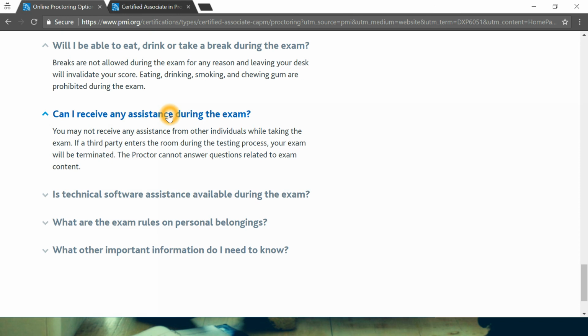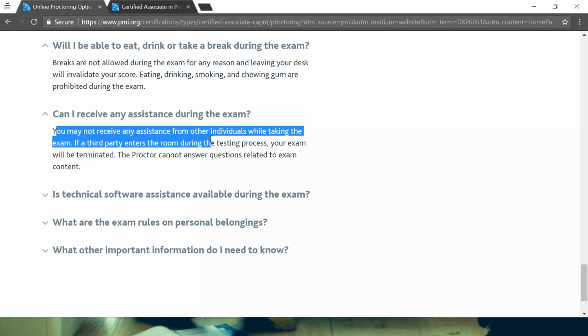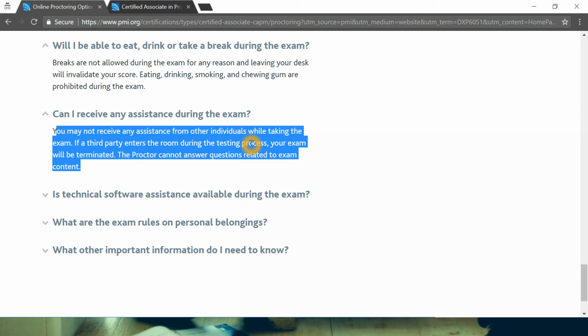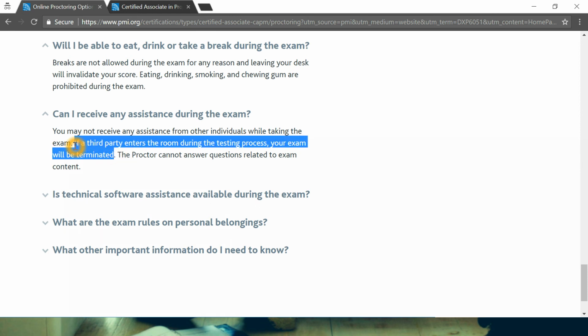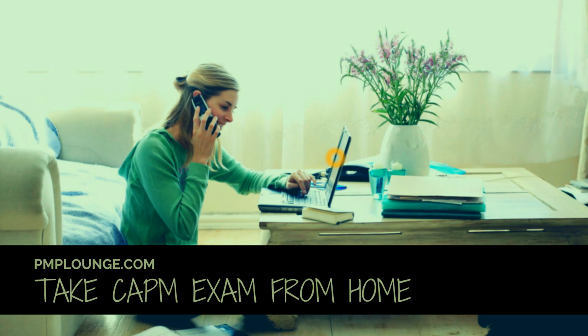Can I receive any assistance during the exam? Any assistance from anyone? You may not receive any assistance from other individuals while taking the exam. If a third party enters the room during the testing process, your exam will be terminated. The proctor cannot answer questions related to the exam content. So wherever you're taking the exam, if they see there is any third party in the room, or if they enter the room during the entire testing process, your exam can get terminated. So if you're taking the exam from your office and somebody walks in the meeting room that you're taking the exam in, you might be in trouble. So consider that as well.